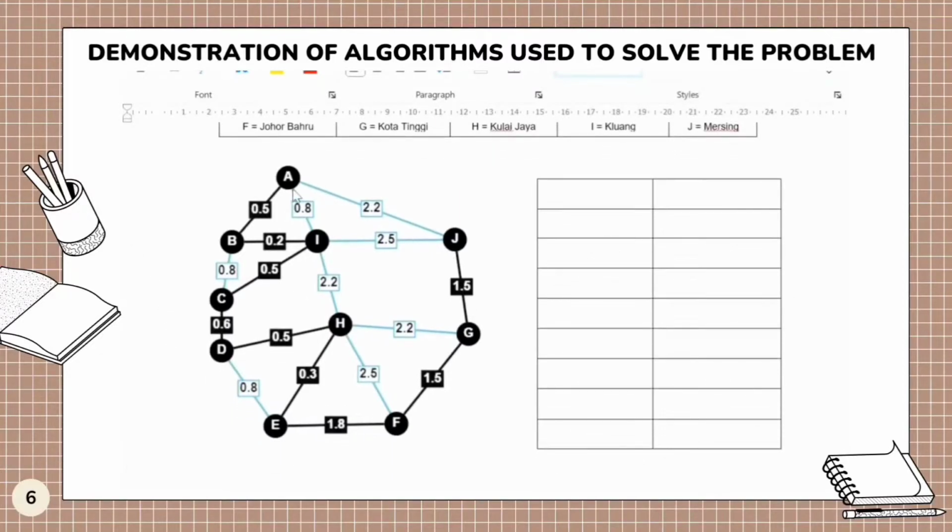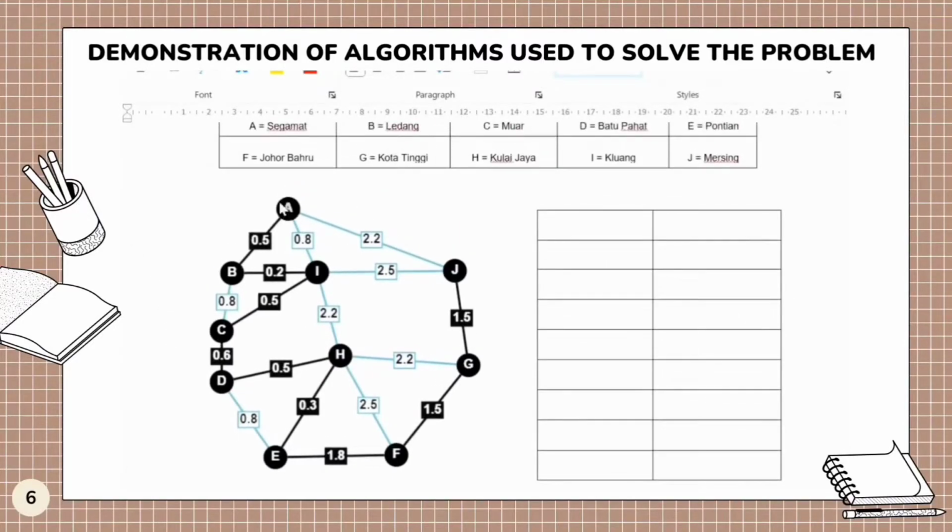We start at vertex A, which is Segamat. We have to choose the shortest edge connected to vertex A, either B, I, or J, and we can see clearly that 1.5 is the shortest one, which is edge A and B with weight 1.5. So we got our first edge. We can ignore the other two because they are not the shortest.